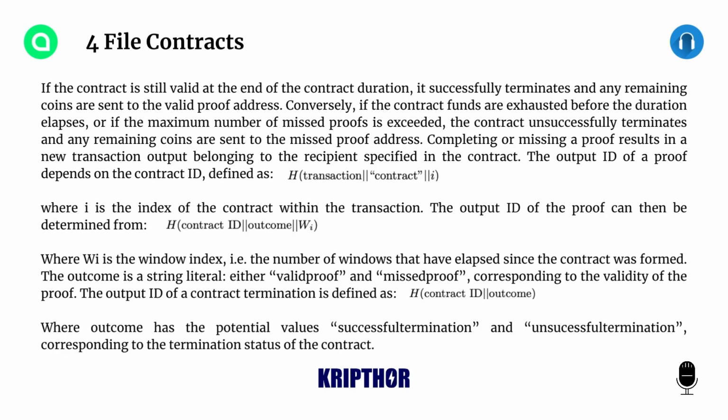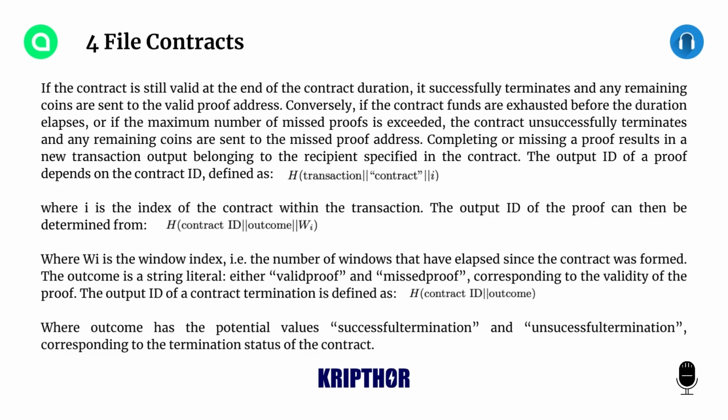If the contract is still valid at the end of the contract duration, it successfully terminates and any remaining coins are sent to the valid proof address. Conversely, if the contract funds are exhausted before the duration elapses, or if the maximum number of missed proofs is exceeded, the contract unsuccessfully terminates and any remaining coins are sent to the missed proof address. Completing or missing a proof results in a new transaction output belonging to the recipient specified in the contract.